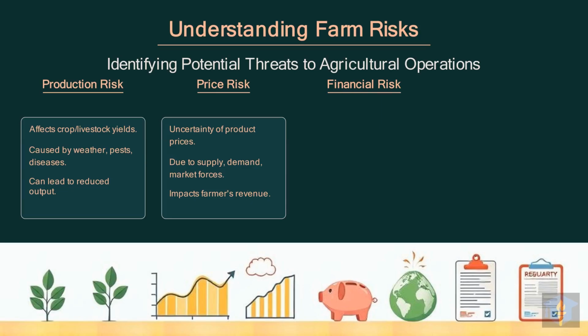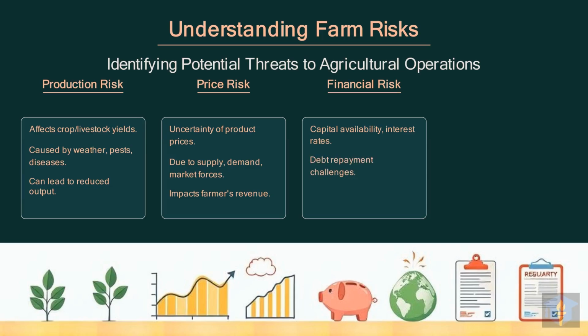Now, let's examine financial risk, which deals with monetary aspects of farming. This includes capital availability and fluctuating interest rates on loans. Farmers often face debt repayment challenges during difficult growing seasons. This can lead to cash flow instability throughout the agricultural cycle.